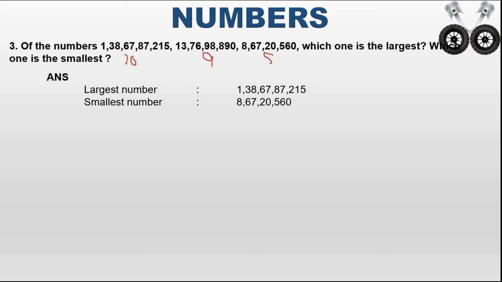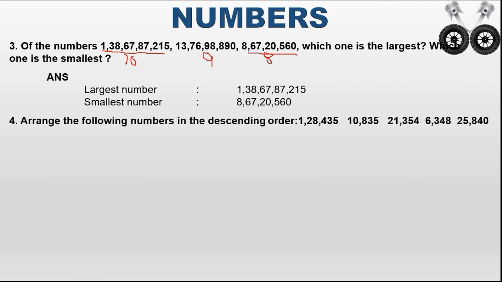So the number having the most digits is the largest number. Which number has the most digits? This number. So this is the largest number. The number having the fewest digits is the smallest number. So which is the smallest number here? The one with 8 digits. So this is the smallest number.